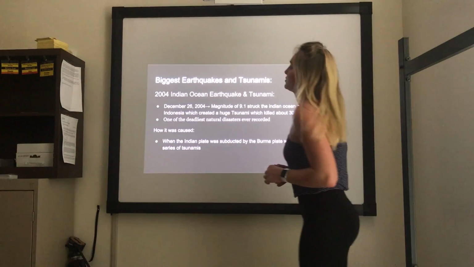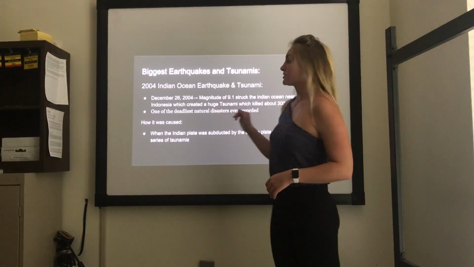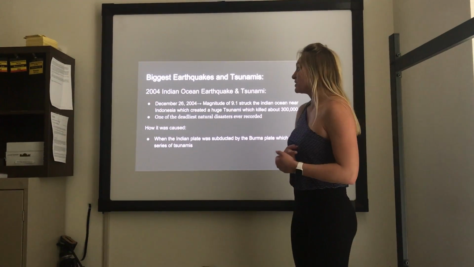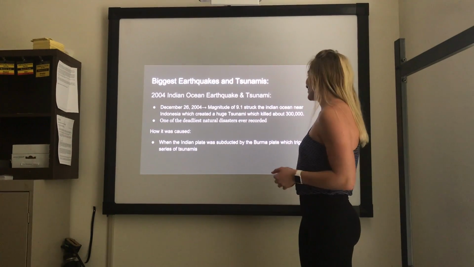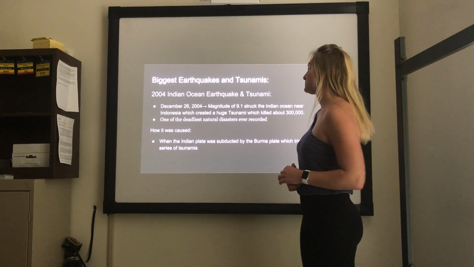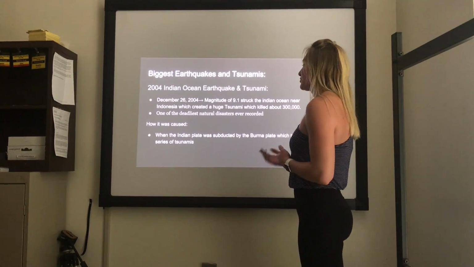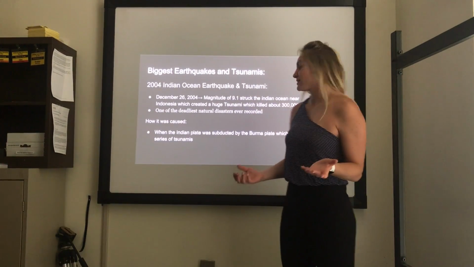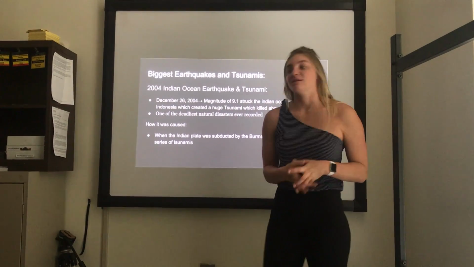The second one we have is the 2004 Indian Ocean earthquake and tsunami. So that happened December 26, 2004 with a magnitude of 9.1. It struck the Indian Ocean near Indonesia, which created a huge tsunami which killed about 300,000 people. And it was known as the deadliest natural disaster ever recorded. So how this was caused, it was caused when the Indian plate was subducted by the Burma plate, which triggered a series of tsunamis.